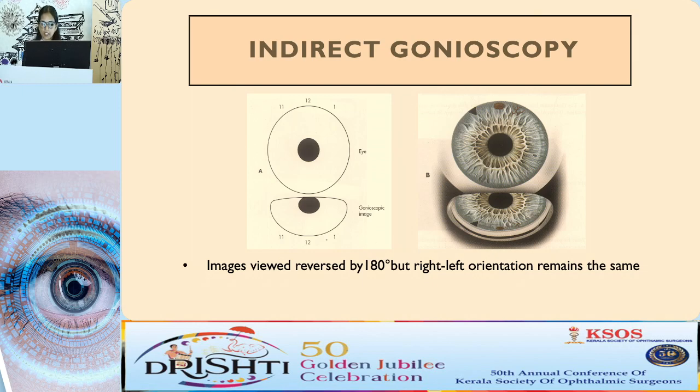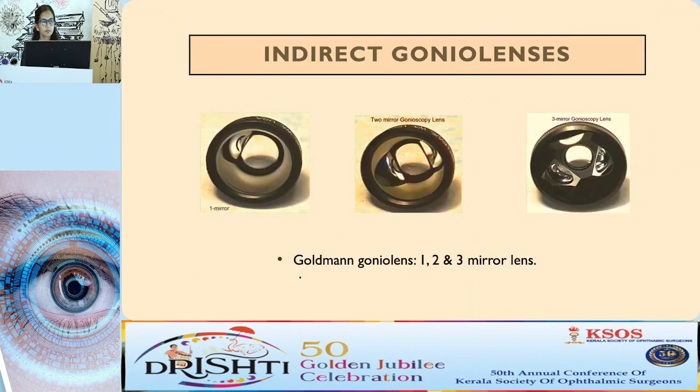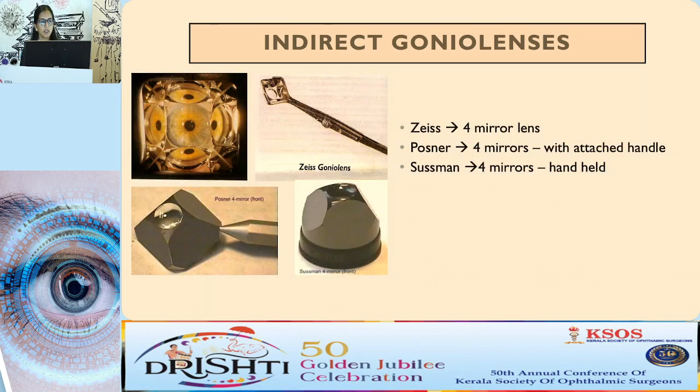From the figure, you can see that the pigmentation at the 12 o'clock is seen at the inferior mirror at the 6 o'clock position, but the PAS is seen on the same side. These are the indirect gonio lenses, Goldmann. We usually use the Goldmann 2-mirror lens, which has a flange and is used for manipulative gonioscopy also. These Zeiss, Posner and Sussman lenses are mainly used for indentation.